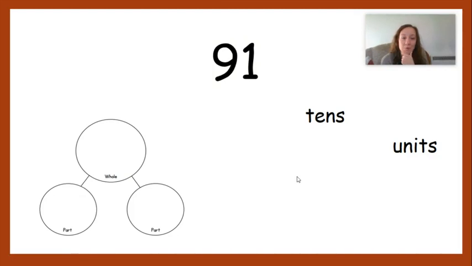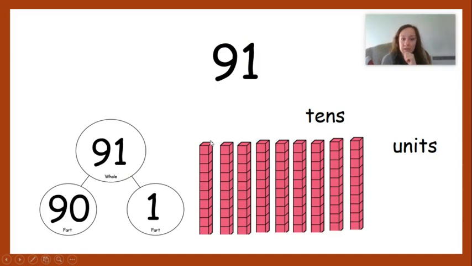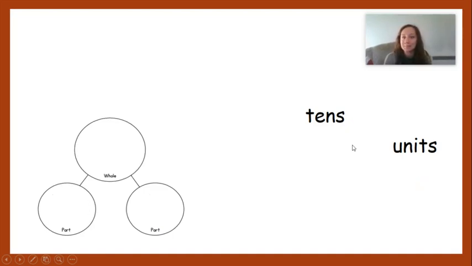Great, and let's try one more of these. So this number is 91. So we're going to split that up again. So how many groups of 10? Perfect. And how many units? Great, so 90 and 1. So 9 groups of 10. Let's count, make sure they're all there. 10, 20, 30, 40, 50, 60, 70, 80, 90, and 1 unit.